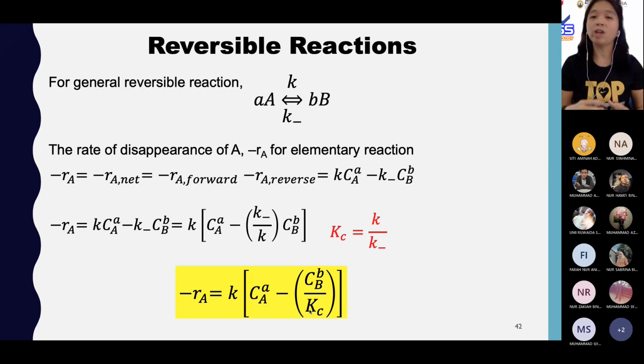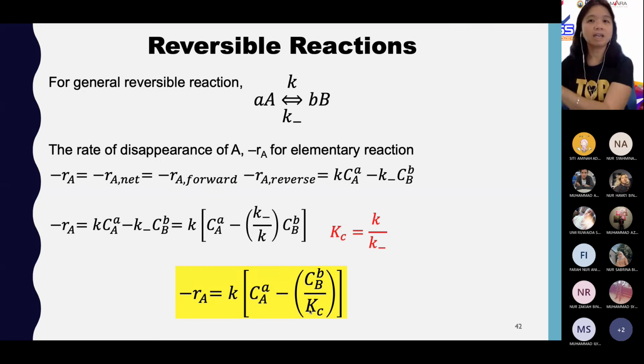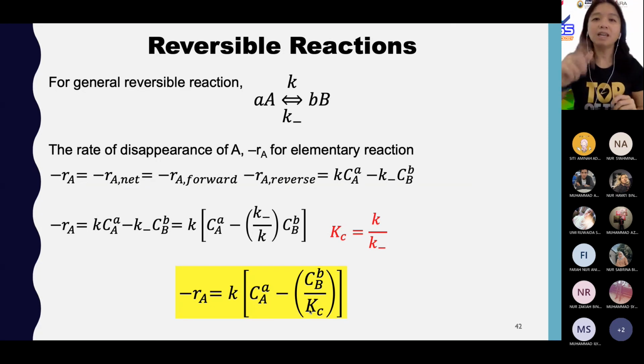Sebab dia bergantung rate law tu dikira pada masa bila tindak balas dia. If this rate law is measured at any time before equilibrium, sebab tu kita letak CA, CB, sebab kita tak boleh letak equilibrium, sebab kita kira rate law tu bila masa dia belum mencapai equilibrium. You can only write it as CAE, CBE apabila dia mencapai equilibrium. Okay, and then kamu kena ingat, pada equilibrium, minus Ra itu adalah kosong pada keadaan equilibrium. Okay, so that's why we don't write it as CAE, CBE, we write it as CA, CB.